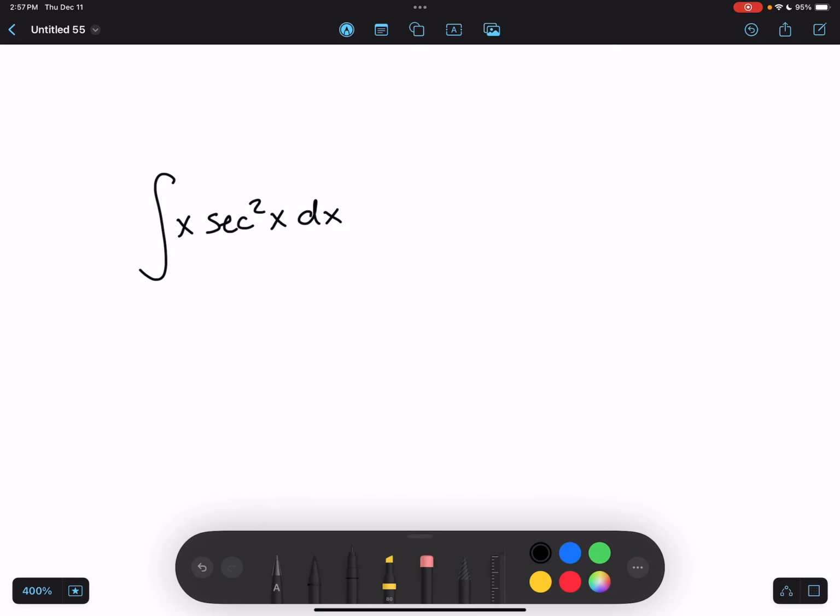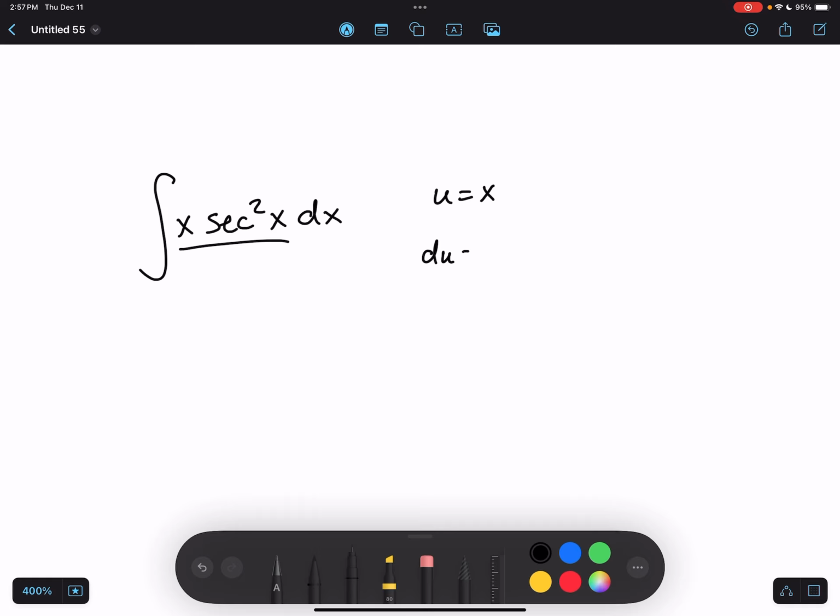We have the integral of the product of x times secant squared x dx. Now, because we have a product and it doesn't appear to be something that is easy to do a u-sub with, I'd like to try and do an integration by parts. And I'll start by letting u equal to x.